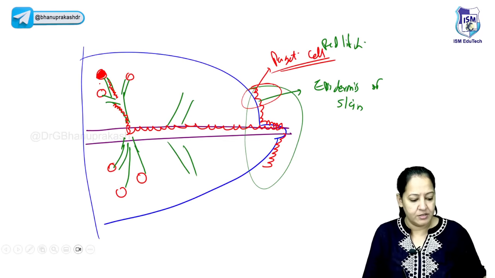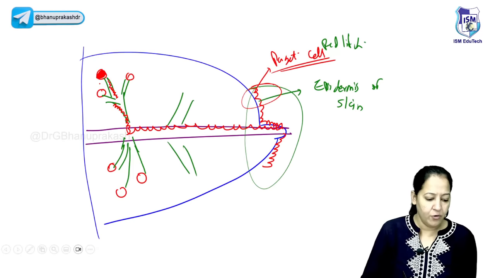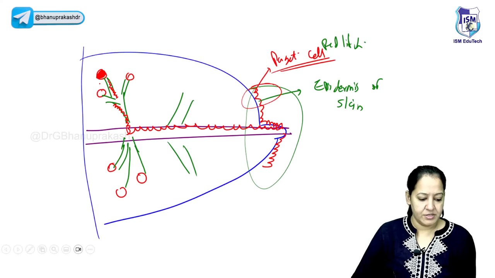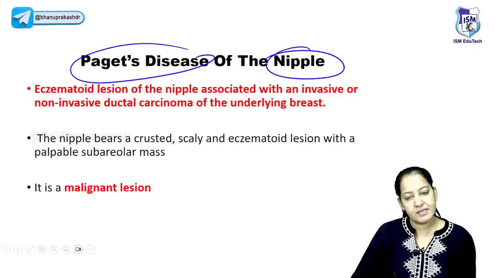How many of you got it? Okay. How many of you got it? Paget disease. Okay, so this is the Paget disease.